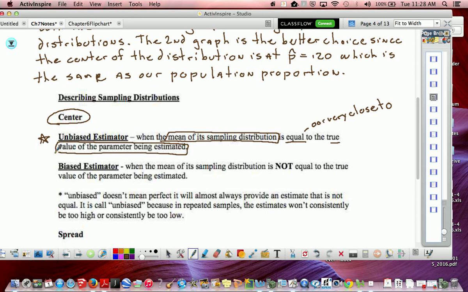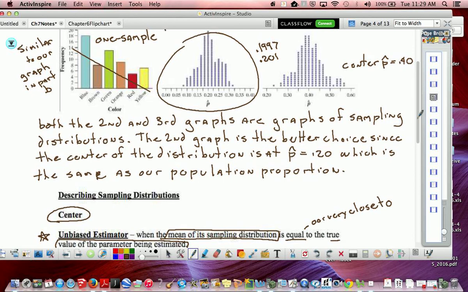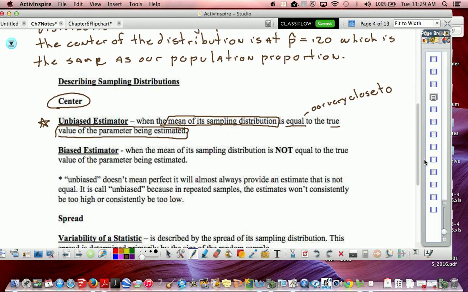When those two are equal or really close, like for instance, if I did this sampling distribution and calculated the mean of all these values and it ended up being 0.1997, I would definitely say that is an unbiased estimator. If it was 0.201, I would still say it's an unbiased estimator. But if I got something like 0.23, I would not say it's an unbiased estimator. I would say it's biased when they're not equal.